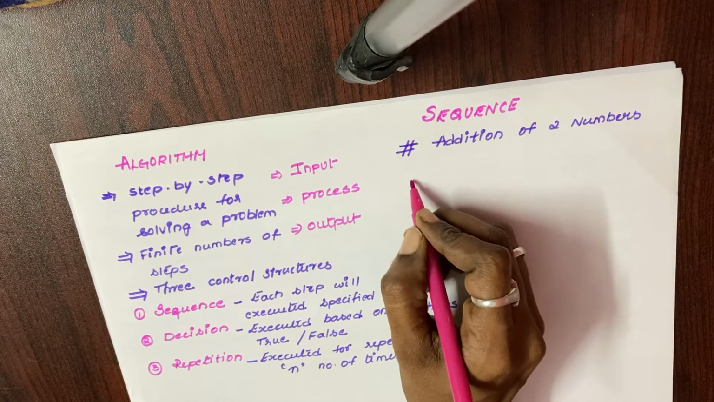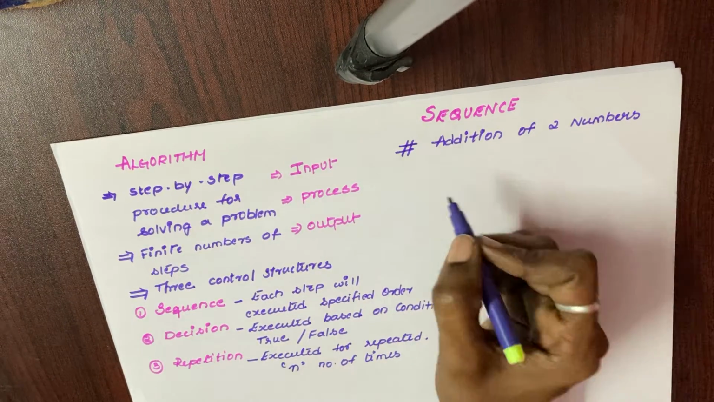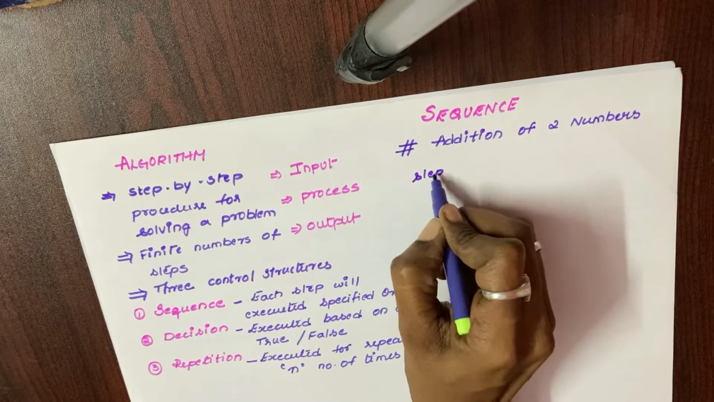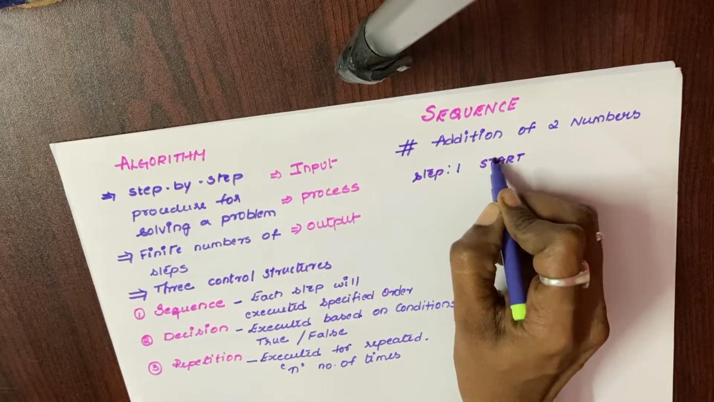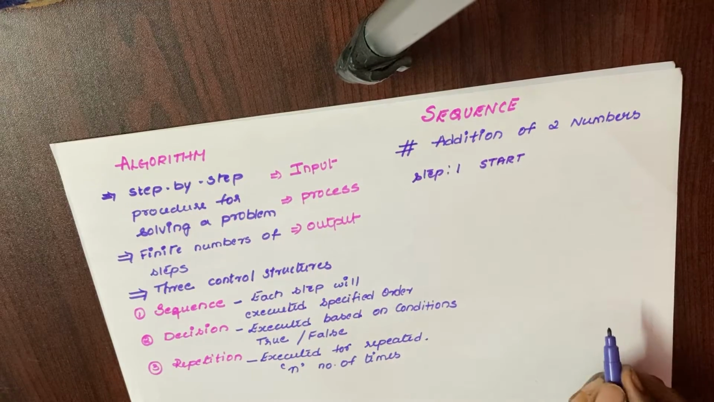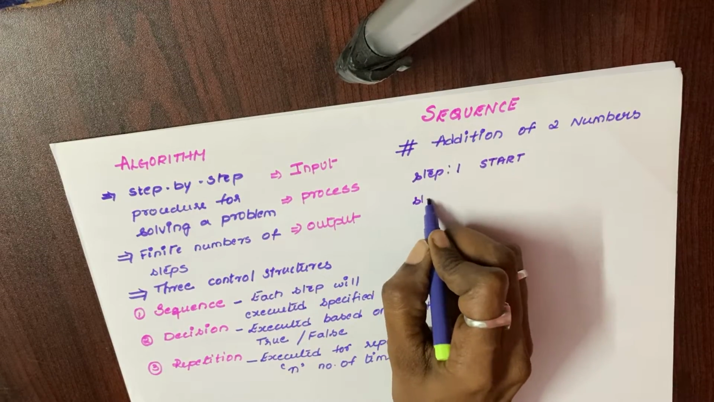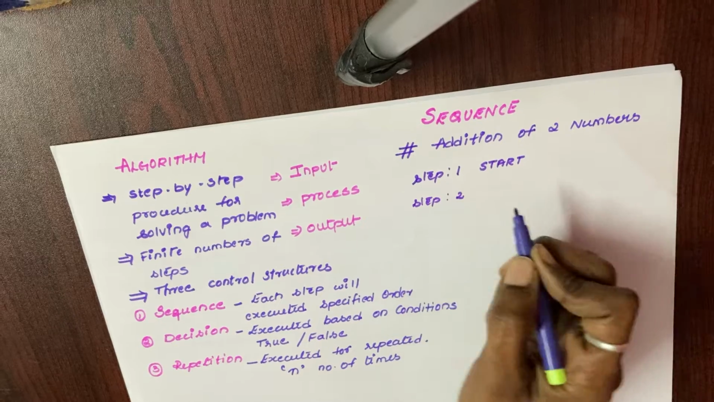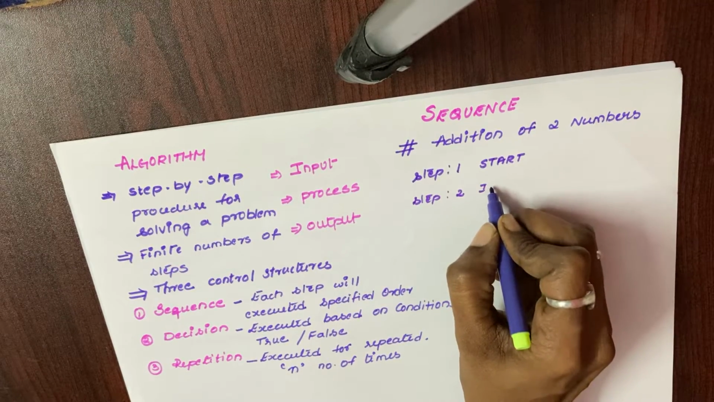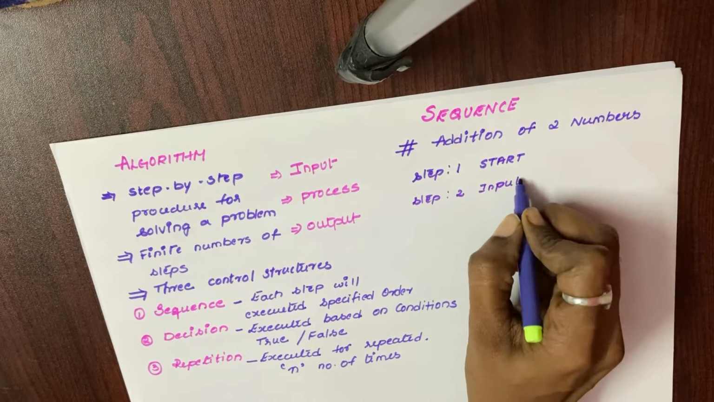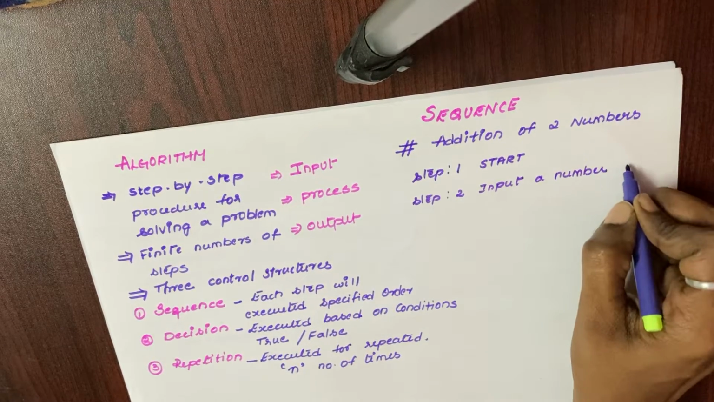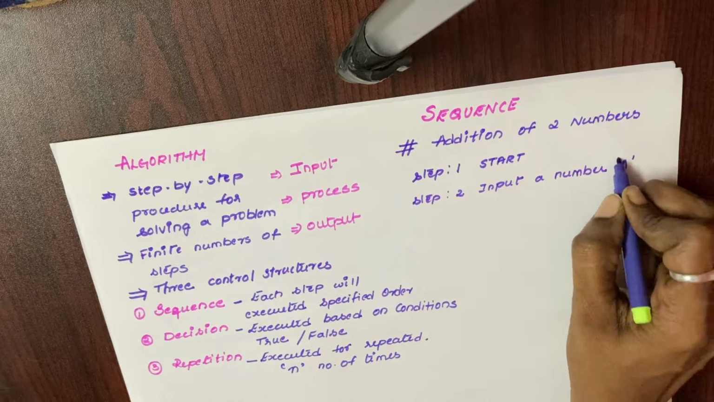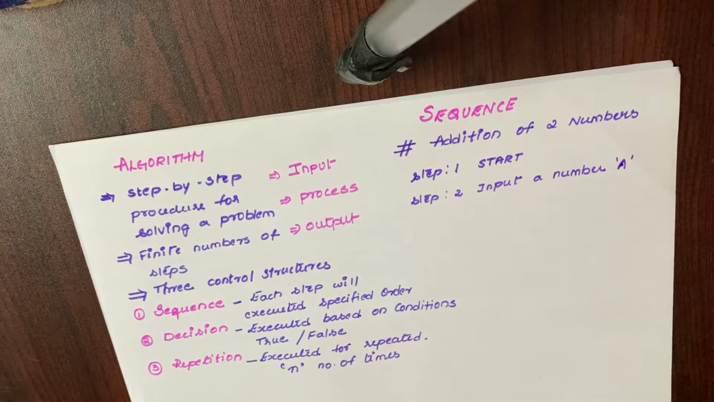So step 1, start. Basically we are going to start and end with statements. Okay. Step 2, input a number as A. Let us consider an input number as A.